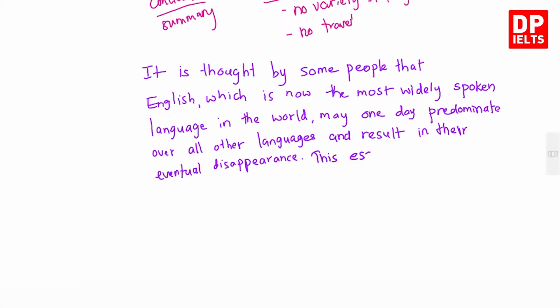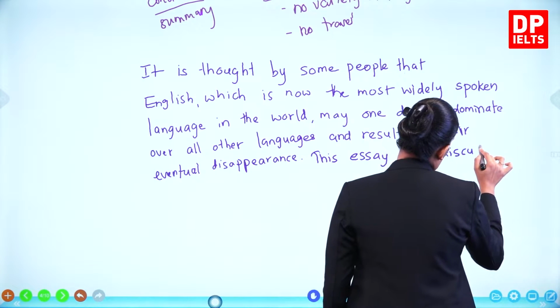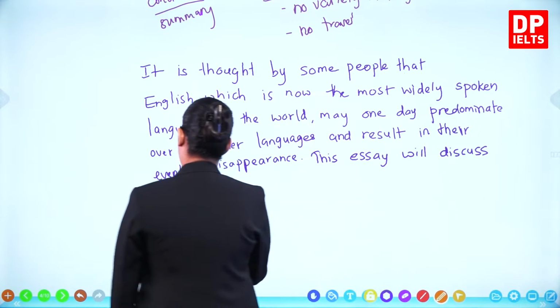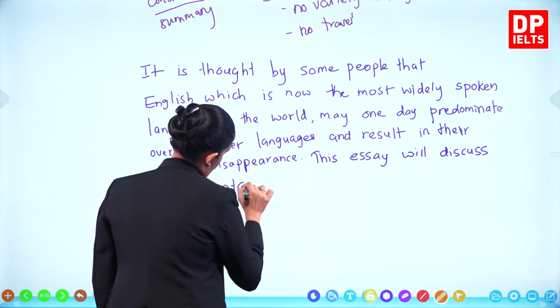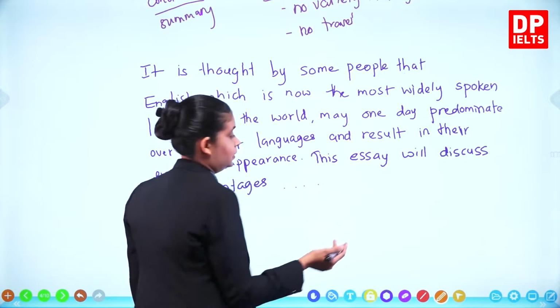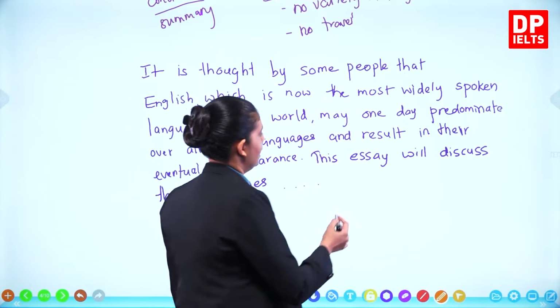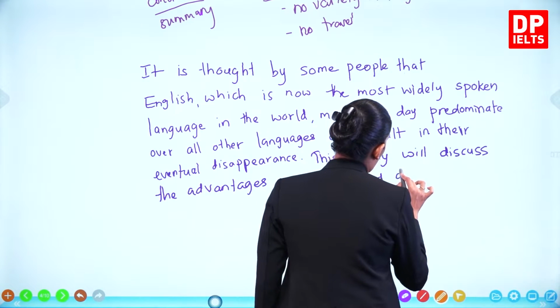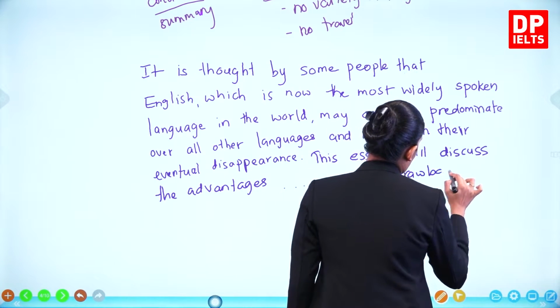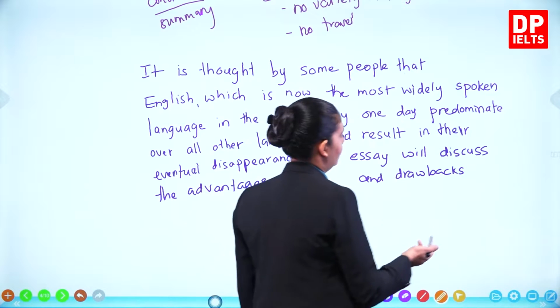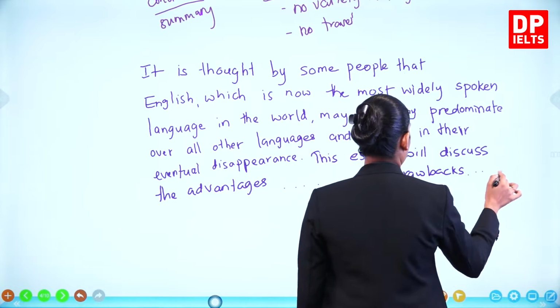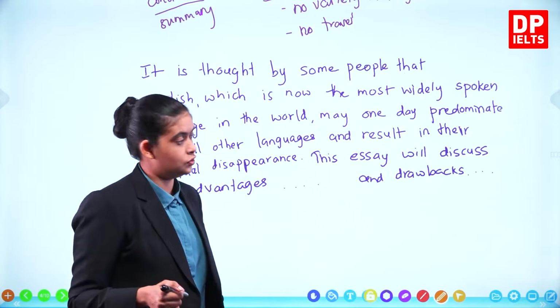This essay will discuss the advantages, and then you can write whatever the advantages are that you have in mind, and drawbacks. If you have in mind the drawbacks, you could write it exactly, okay, of having one global language, right?